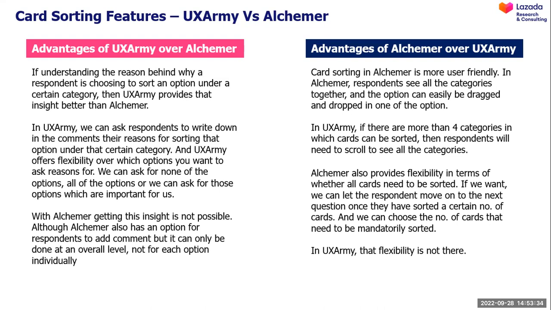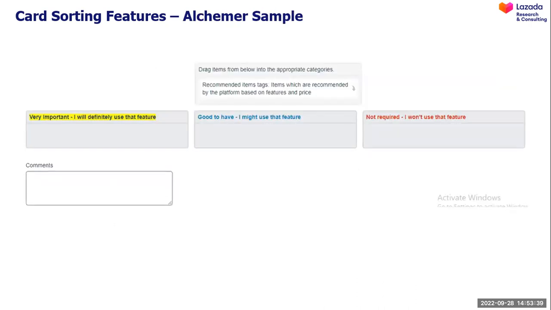Let me show you how Alchemer appears. So this is a screenshot of how Alchemer appears when they are doing the card sorting. In Alchemer, the options, first of all, are randomized and they will appear one by one. They are not shown all of them together. One of them will appear and then they can simply drag and drop to the appropriate category. And the categories appear together. So they have an upfront view of all the categories and they can choose which category they want to drop the card in. They don't have to scroll through to find the appropriate category. So that is one big advantage in terms of user friendliness.